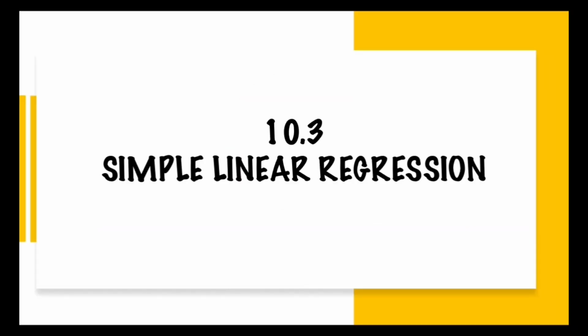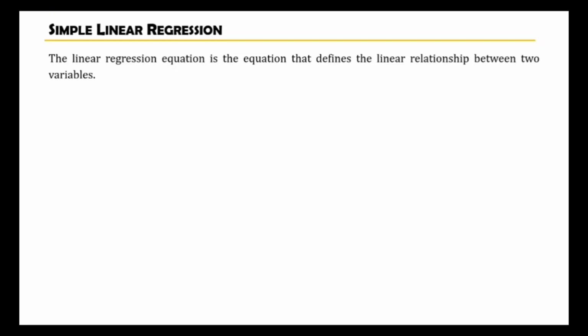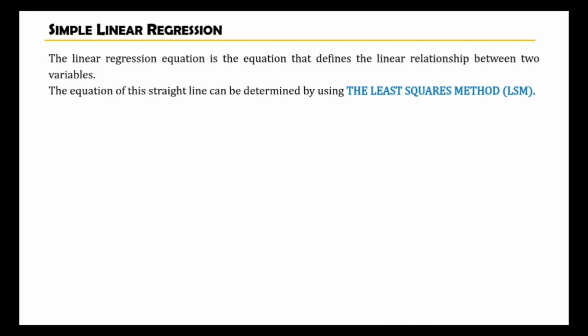10.3 Simple linear regressions. These are the learning outcomes for this lesson. The linear regression equation is the equation that defines the linear relationship between the two variables. The equation of this straight line can be determined using the least square method.